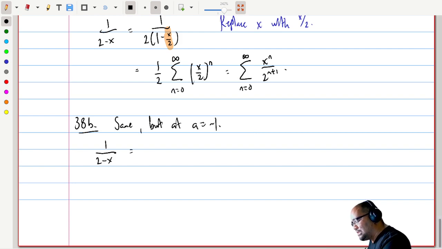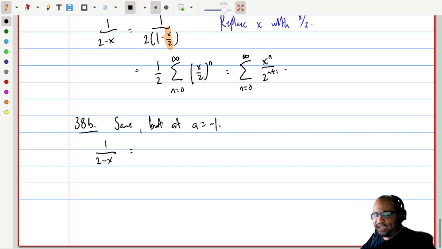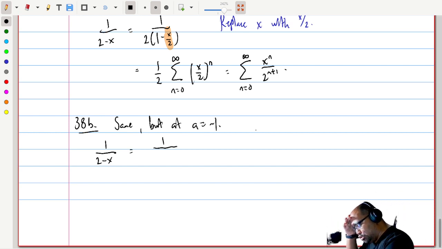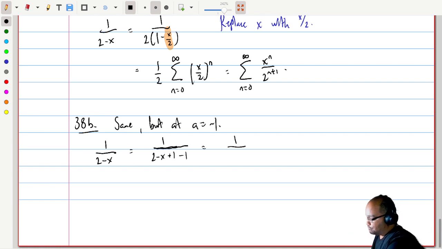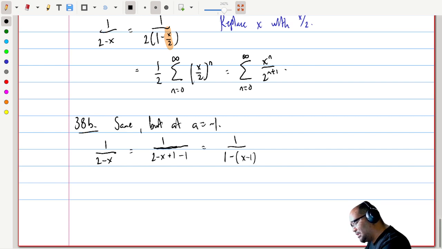So 1 over 2 minus x. I'm going to try to separate out a -1 out of there. So what I'll do is add 1 here and subtract 1 there. And now take a look at what I have. 2 minus 1 is 1. I'm going to bring those outside parts in, and then I'll factor out the minus. And I get 1 over 1 minus x minus 1. So that doesn't quite give me what I want here.